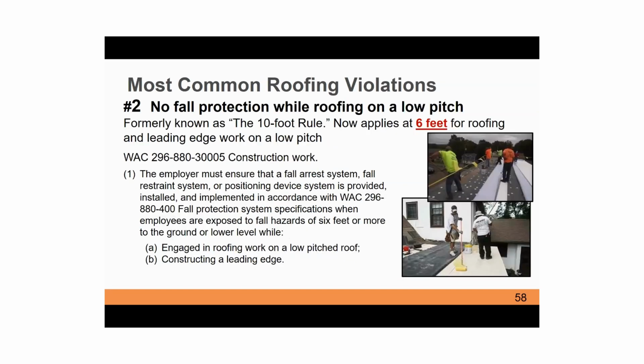Number 2 most common is fall protection while roofing on a low pitch roof, formerly known as the 10-foot rule. Now it's going to be the 6-foot rule. If we can make you remember anything from this presentation, it's that, but this is a huge change. So no more roofing work at 10 feet with no fall protection. The 6 foot applies if you're only doing roofing work on a low pitch and constructing a leading edge.